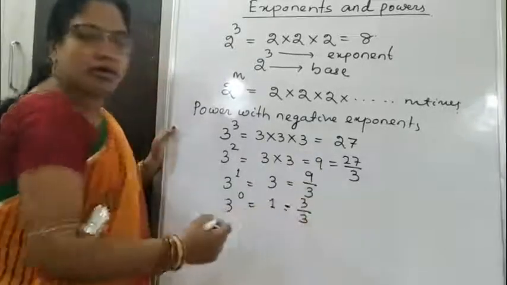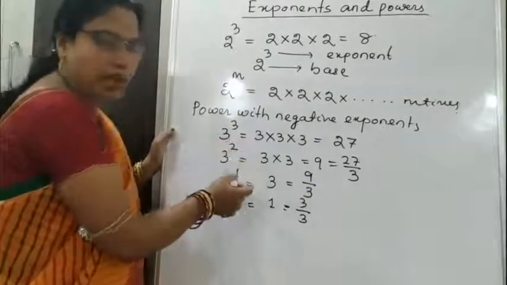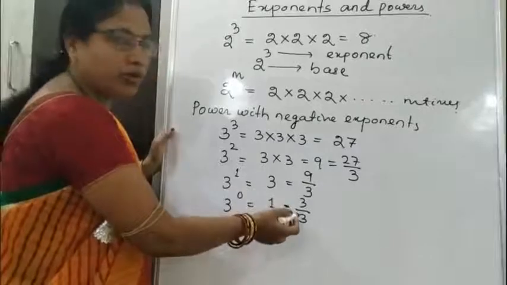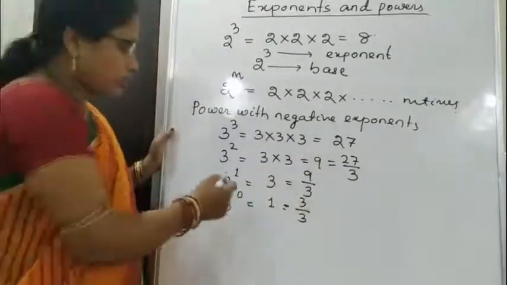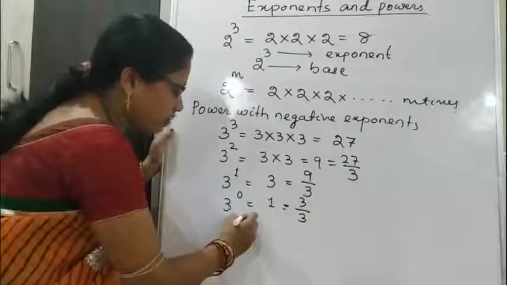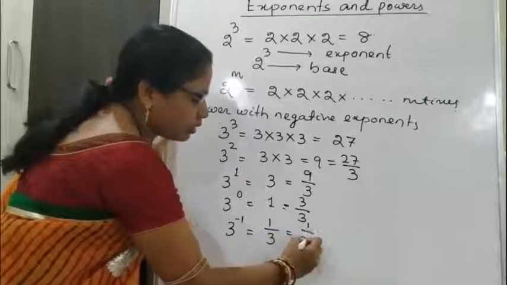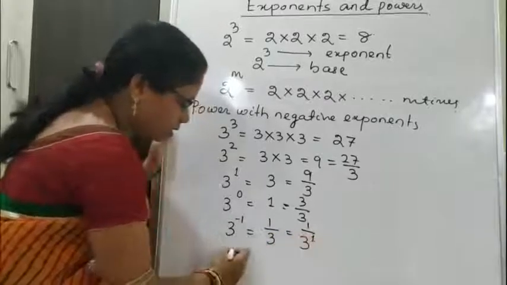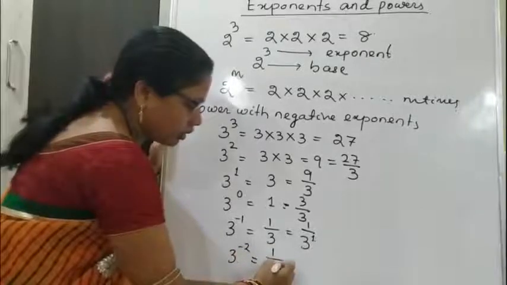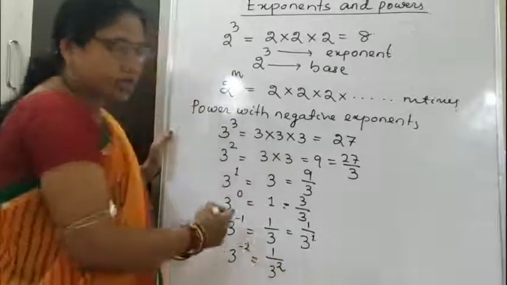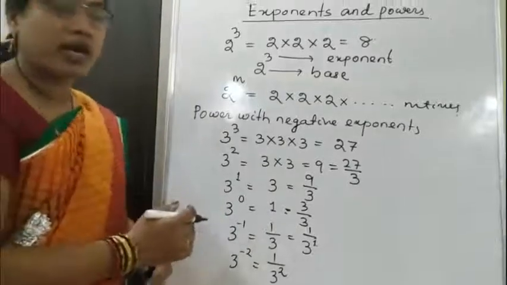Here we observe that when the exponent is decreased by 1, the value is 1/3 of the previous value. So what will be 3 to the power minus 1? That is 1 by 3, that is 1 by 3 to the power 1. Then 3 to the power minus 2 is equal to 1 by 3 to the power 2. In this way we can find the values where the powers are negative.